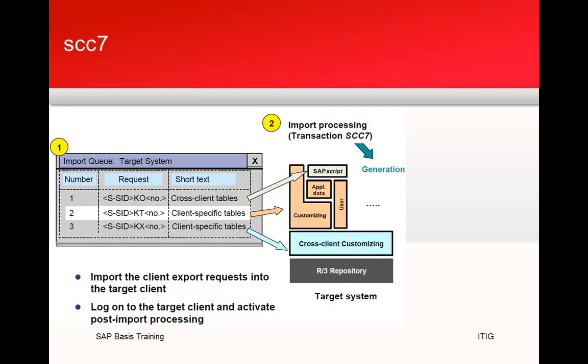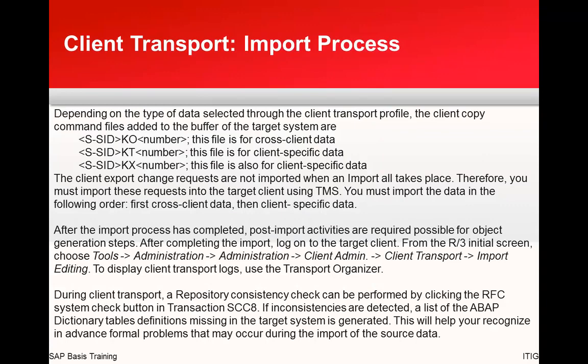Okay, so basically log on to the target client and activate post import processing. A client transport import process. Depending on the data selected in the client transport profile, the client copy command files added to the buffer of the target system are these. The moment you import this, a new client will be created, and after that you can do post processing.